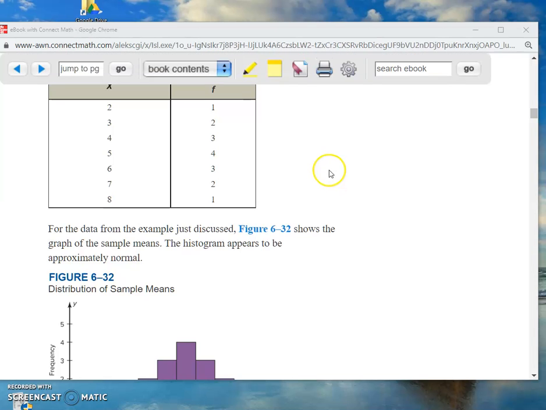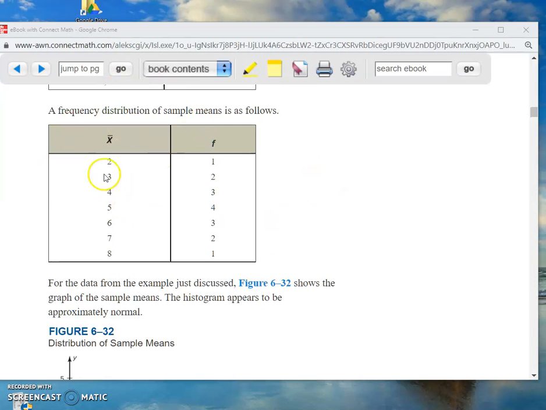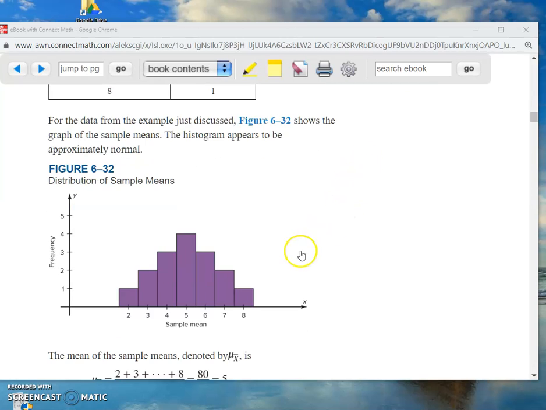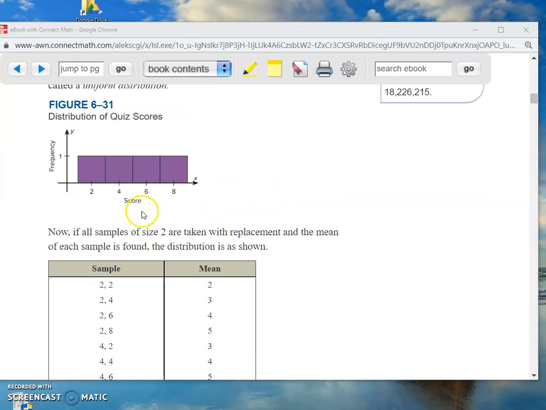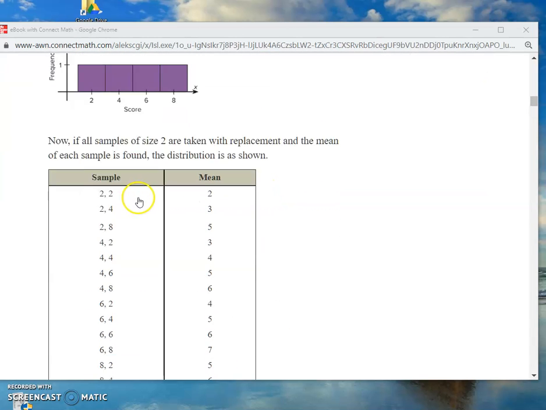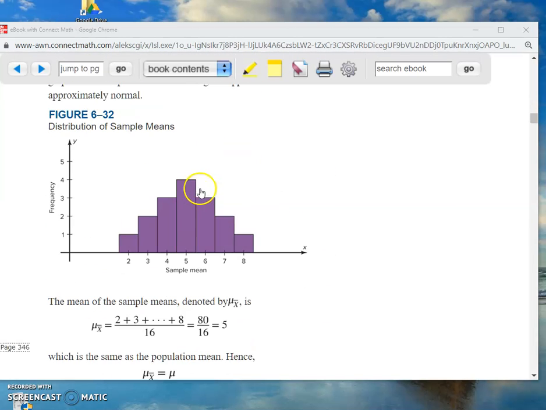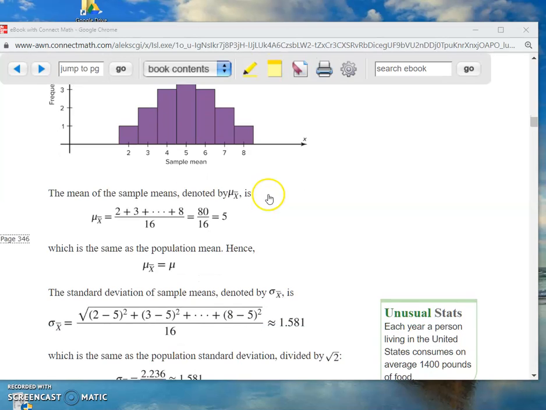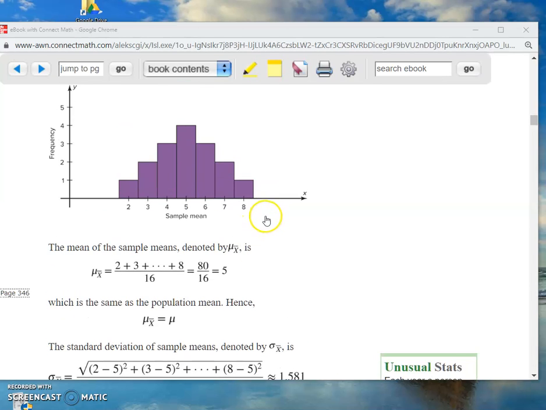Okay, so now this frequency distribution of the X bars has its own distribution. So this is a different histogram. This is the distribution of the sample means. Before, we had a distribution of the scores, the test scores. That was the raw data. Now we have a distribution of the sample means.